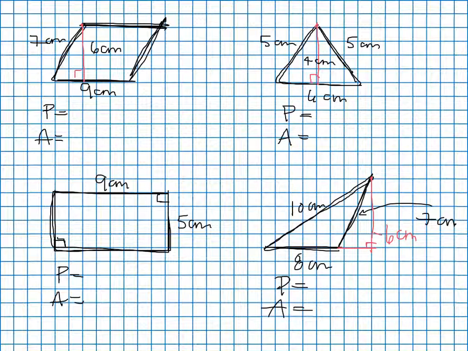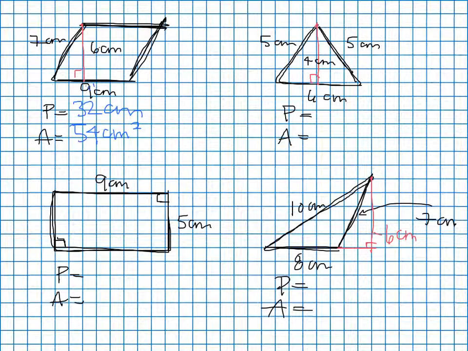Hopefully, 5th graders, you've taken some time to work on these problems, and we'll just go through them right now. For the first problem, this parallelogram, the perimeter, remember we add up all the sides, 9 plus 7, then 9 plus 7. You're going to get 32 centimeters. For the area, remember it's base times height, 9 times 6, you're going to get 54 centimeters squared.